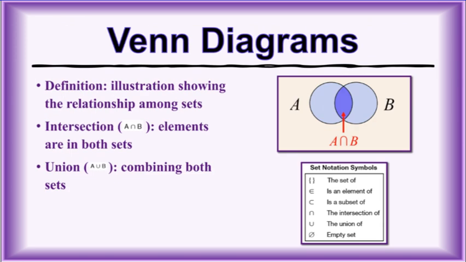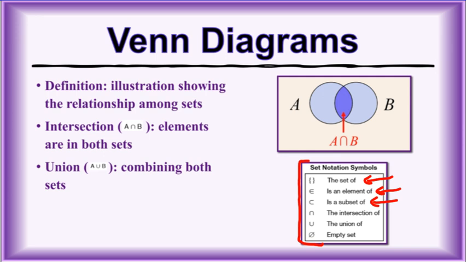And the last thing we want to look at are Venn diagrams, just an illustration showing the relationship among sets. So we have intersections and we have unions. And here are some of the set symbols that we can have in dealing with sets. We've already used some of them. This one here, a subset. We use the braces. We use the curved E as the element of.